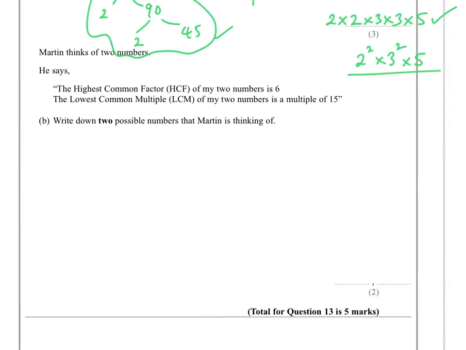So I think the best way of finishing this question off is to think that we need to have the highest common factor of my two numbers is 6. So they've got to have 6 as a common factor, at least. And it's got to be the highest common factor, i.e. the highest number that will go into both of them. And the lowest common multiple of my two numbers has got to be a multiple of 15.